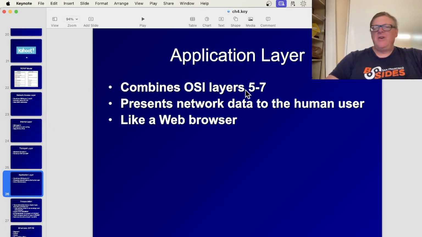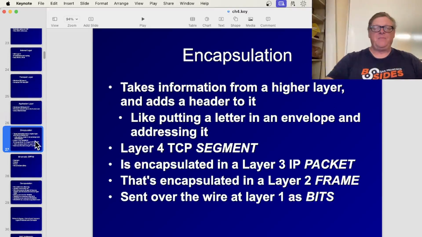So the application layer is everything above it, like I say, like a web browser. This is what takes the packets that have come in and does all the things above it. Decides if you need to log in, decides if something has to be decrypted or reformatted, and presents it to the user so they can see it and understand it.